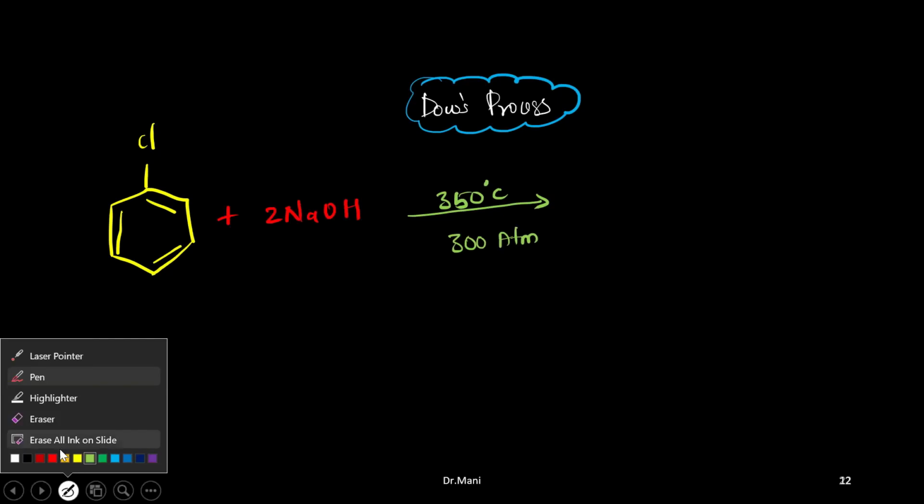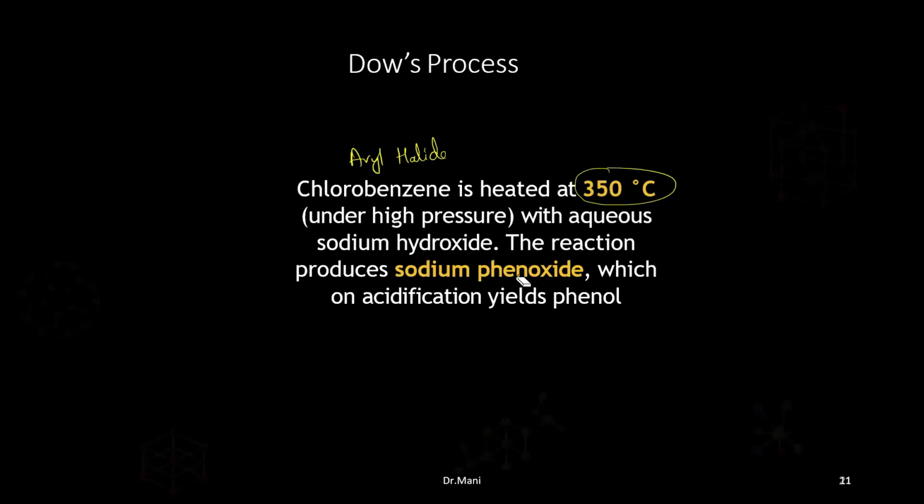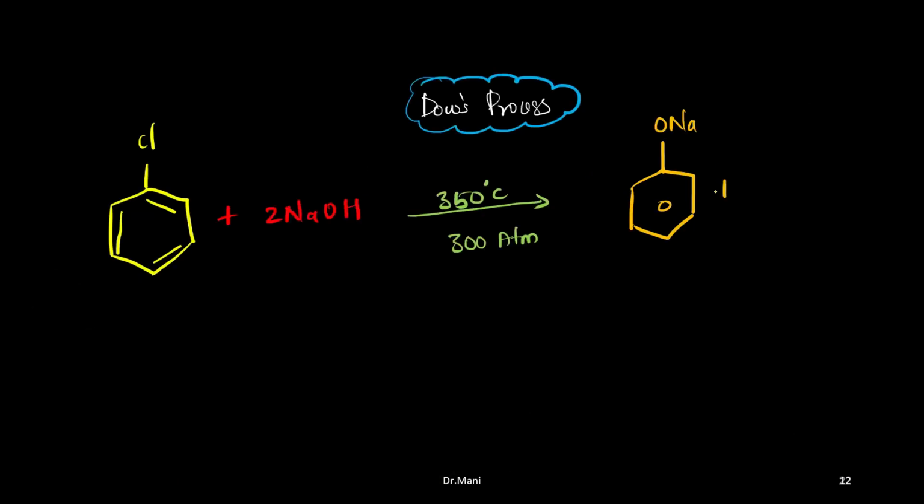So you will be getting the benzene ring with ONa. What is this ONa? Sodium phenoxide. Not only that, you will also get NaCl plus water. Understood? So how is this chlorine replaced with ONa? Is that clear? So how has this nucleophilic substitution happened? When you maintain certain conditions, like high temperature and high pressure.